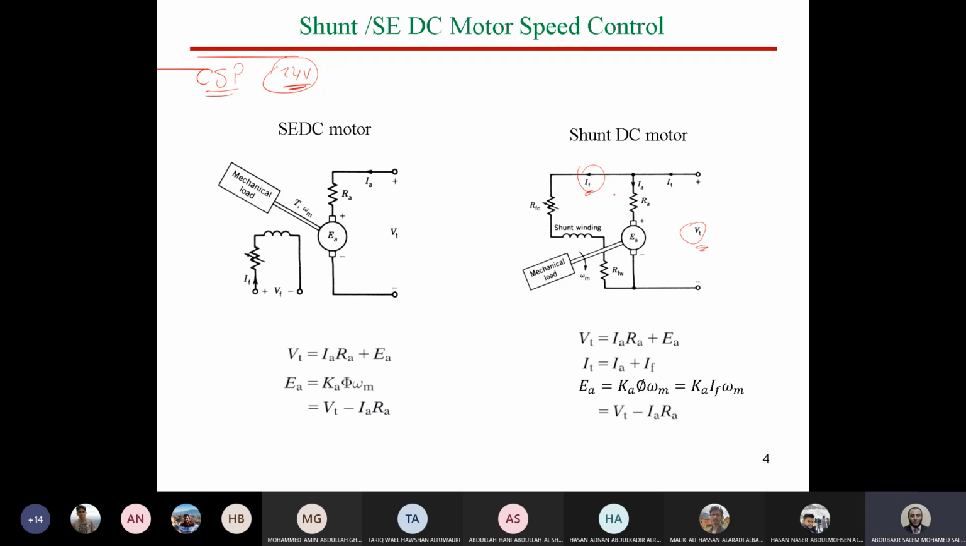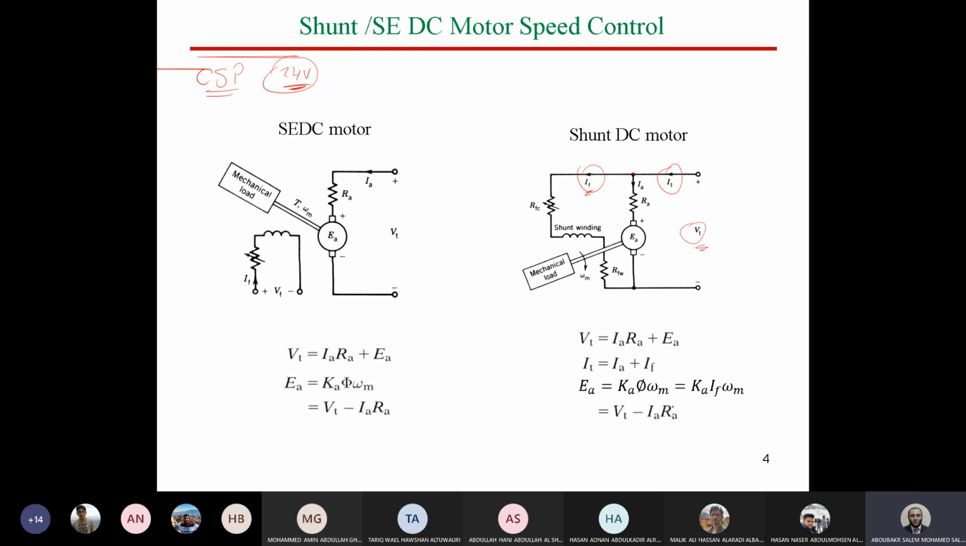So the mathematical model in this case, we can say also V terminal equals IA RA plus EA, if we apply Kirchhoff's voltage law here. However, IA here can be obtained as the difference between the input current and the field current, applying Kirchhoff's current law at that node. So IA equals IT minus IF. So don't forget, if you have a shunt motor, to subtract the value of the field current from the input current.